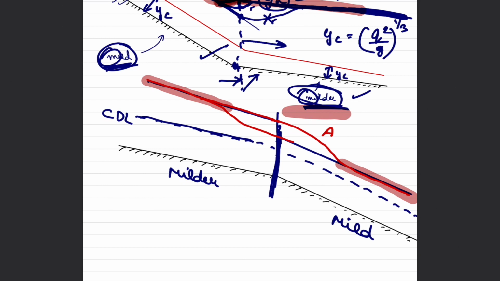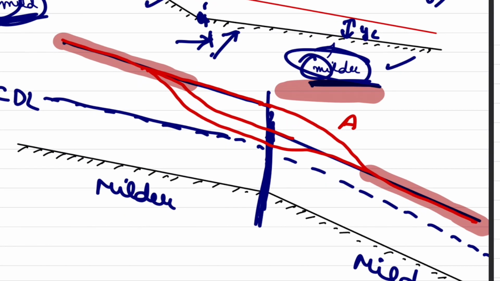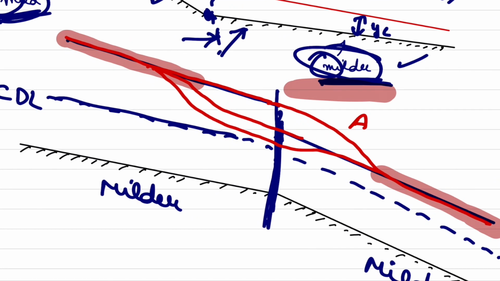Possibility B is it starts reducing here and joins here. Possibility C is it goes down here and comes back and joins here. So I'm just drawing three possibilities, whatever comes to my mind. You can have any other possibility that you see fit and try to see whether that is physically possible or not.